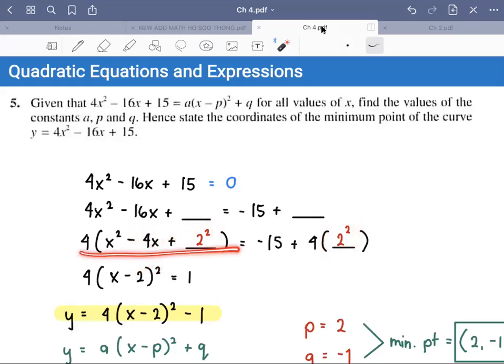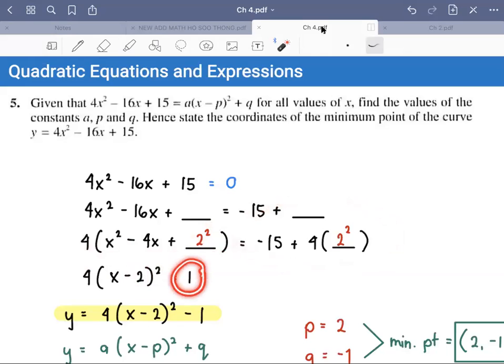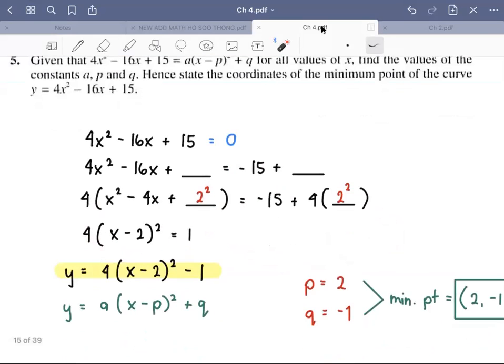So I just need to factorize this. So you bring down 4, you factorize this. So x squared becomes x, and then minus, because this is minus, and then, yeah, square root of this is also 2. And then don't forget the square outside the brackets. And then when you evaluate this is negative 15 plus 16. That's why this is 1. And then the next thing I need to do is to transpose this back to the left side. So it becomes negative 1. And then that's it. That's your completed the square format.